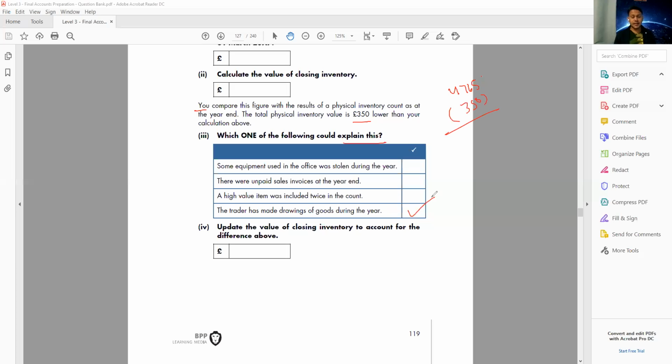If the question said the closing inventory has a difference, because as I counted, you have counted 100, now there is 95. What could be the reason? Someone took it. Who can take it? Only the owner, as drawings.